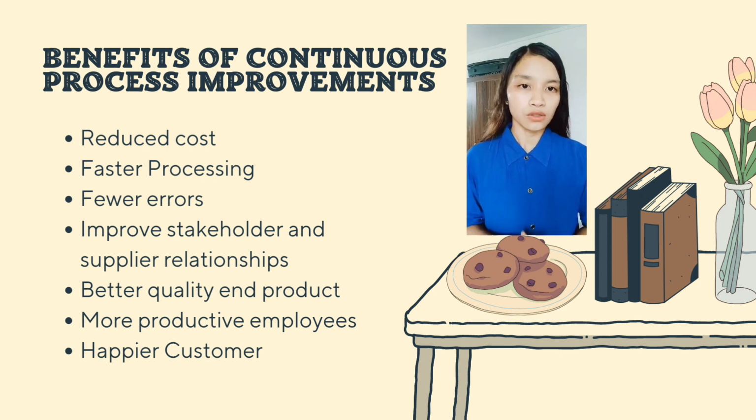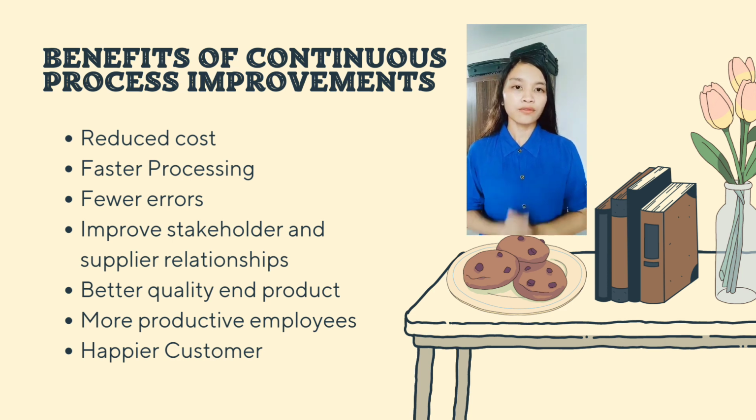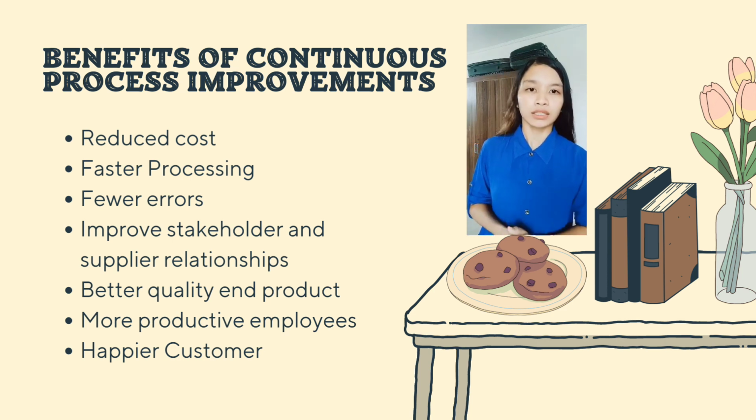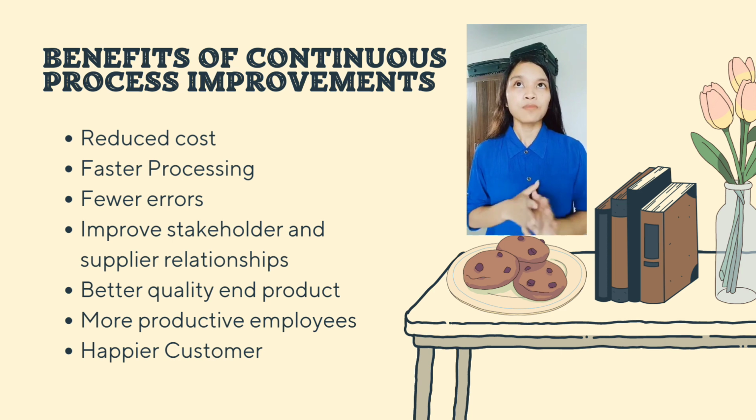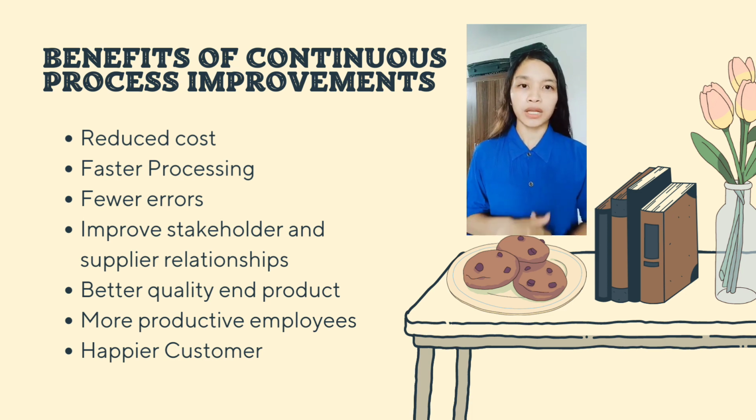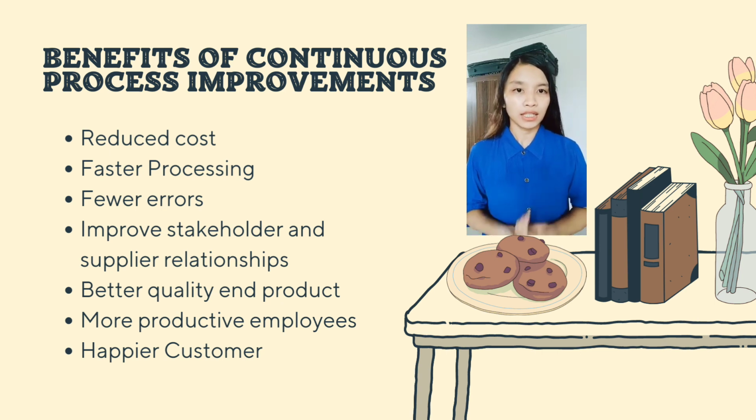Number one is reduced cost. By identifying inefficiencies and bottlenecks in process, CPI can help organizations reduce costs and optimize resources. For example, a manufacturing company that implements CPI identifies a bottleneck in its production and streamlines the process, reducing the time and cost required to produce each unit.